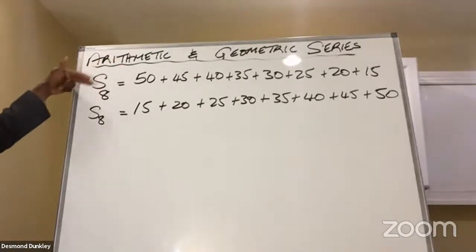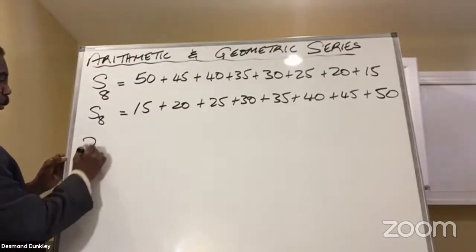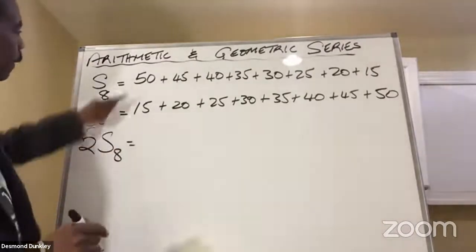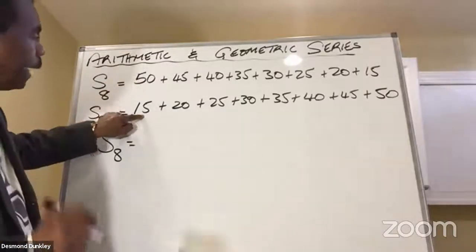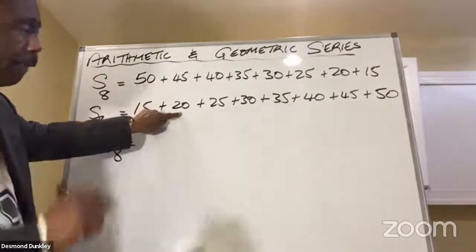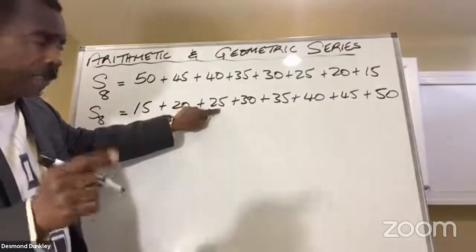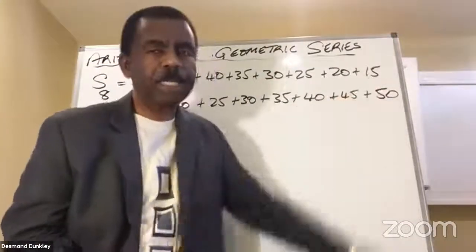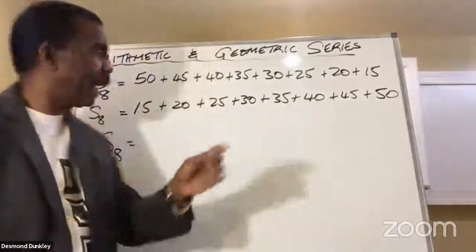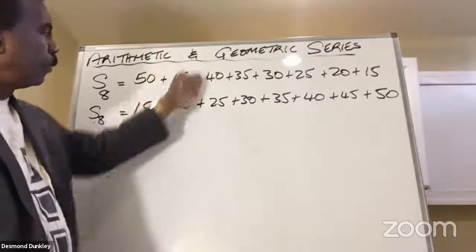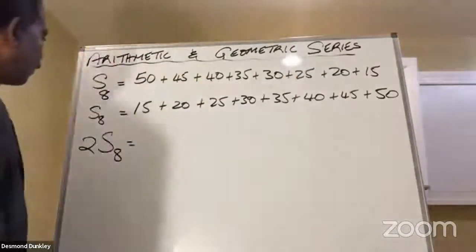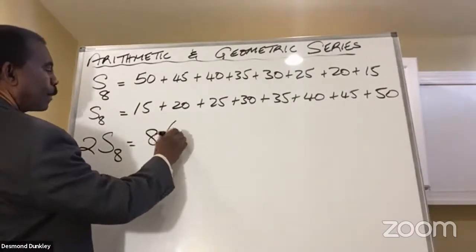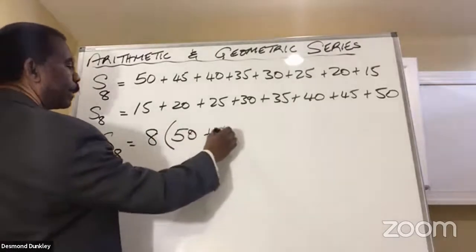When I add the two sums together, we end up with 2 times the sum of the first 8 terms is going to be equal to, let's see what happened. 50 plus 15, 65. 45 plus 20, 65. 40 plus 25, 65. 35 plus 30, and if you go all the way through 15 plus 50, 65. So we get 65 8 times. 1, 2, 3, 8 times. So it's going to be equal to 8 times the first plus the last.